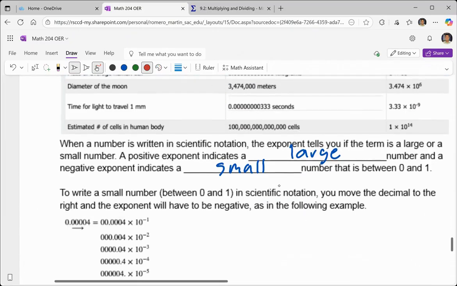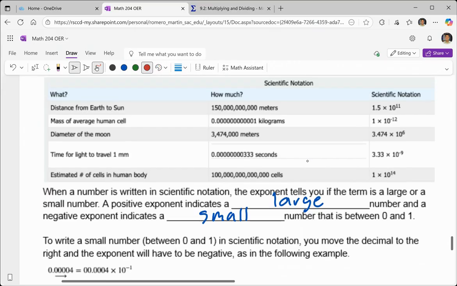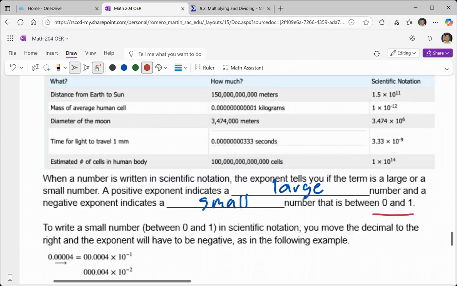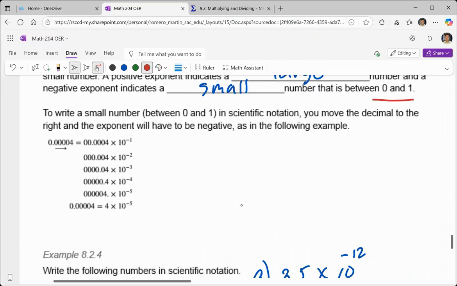And then you could see here again, a positive exponent in scientific notation indicates a large number. And a negative exponent usually represents a small number between 0 and 1. So looking at this here, 0.0004, what is this number in scientific notation? It's 4 times 10 to the negative 5.